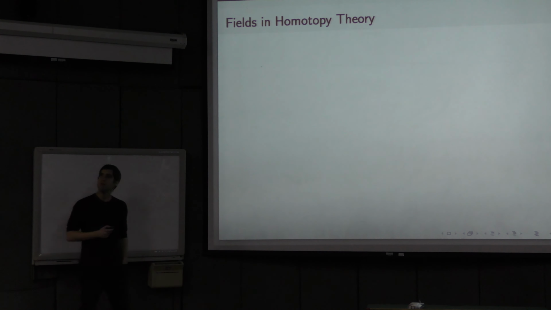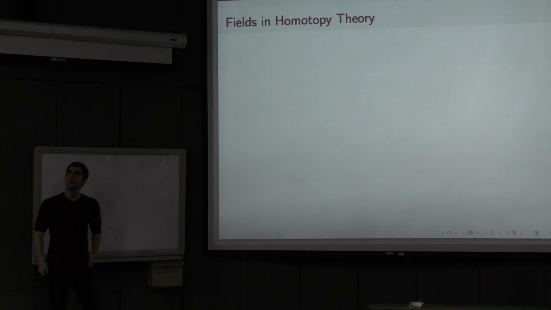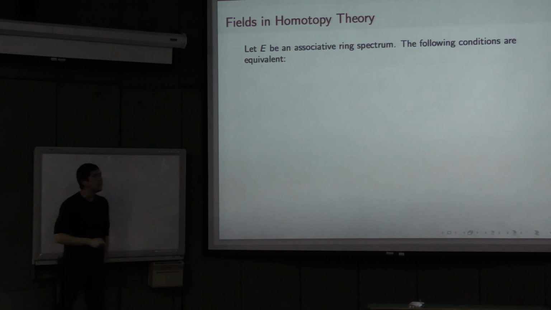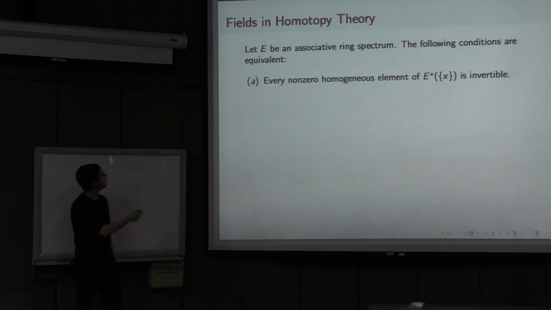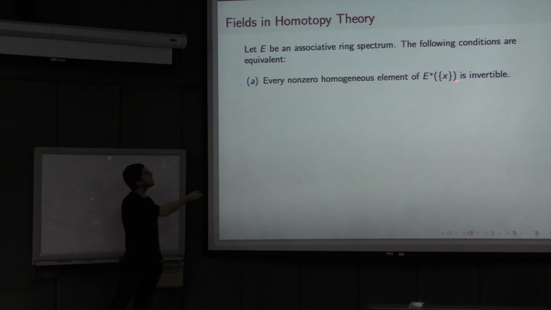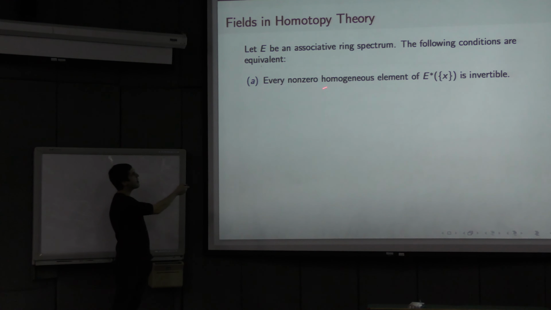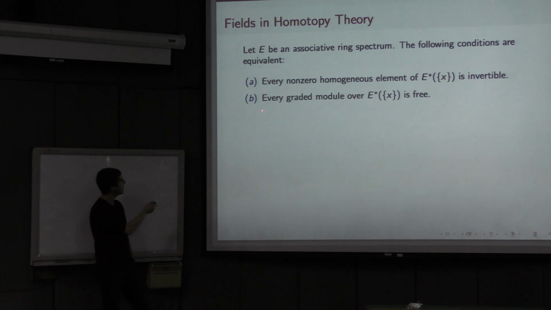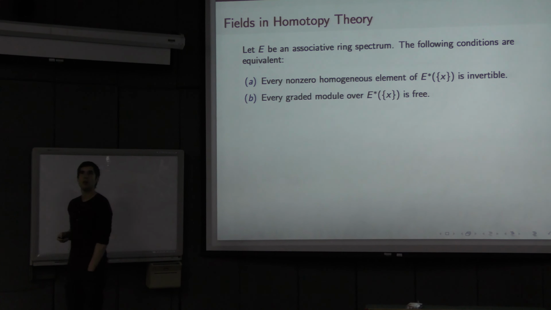So I would like to talk about some analogous notion in the setting of homotopy theory. Let's suppose that I give you an associative ring spectrum E. Well, the following conditions on E are equivalent. (A) You can take the E cohomology of a point, that's a graded ring, and you can demand that every non-zero homogeneous element in that graded ring is invertible. (B) An equivalent demand is that any graded module over E star of a point is free.